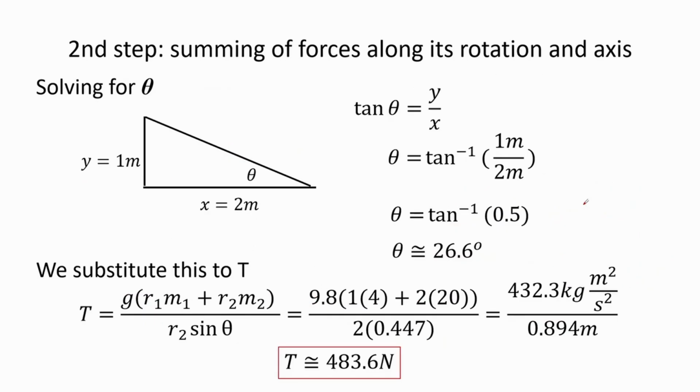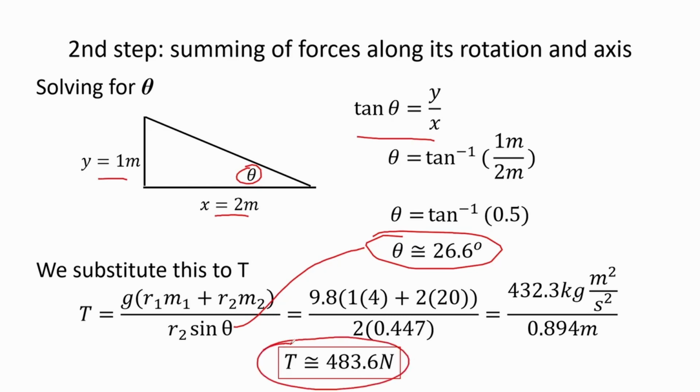To solve for the angle theta, we simply examine the figure and we see that it can be solved using the lengths that are present in the problem. By applying the tangent function we can obtain the value of theta. So, theta is the inverse tangent of the ratio of 1 meter over 2 meters, which yields a value of theta close to 26.6 degrees. We then substitute this value into the expression we got earlier and we see that the tension experienced by the wire holding the rod in equilibrium is around 483.6 newtons.